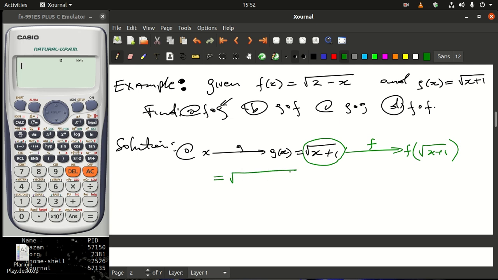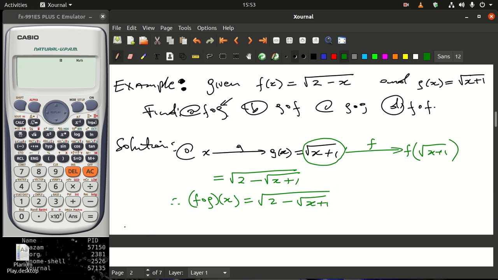F of x is 2 minus the square root of x. Where there is x, I'm gonna plug in that thing, so I will end up getting 2 minus the square root of x plus a 1. That's what you do. And then therefore you can just say, okay, the composition of f and g of x is the same as 2 minus the square root of x plus 1.